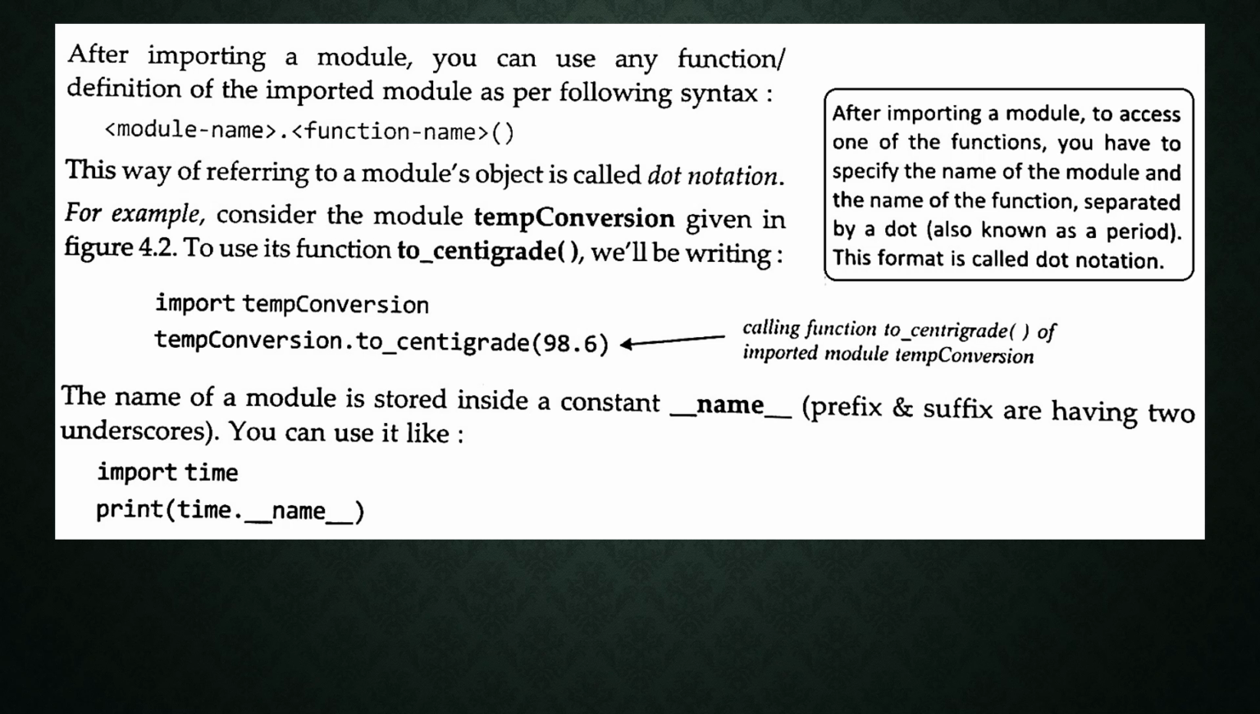See, one more important note is also given here. After importing a module, to access one of the functions, you have to specify the name of the module and the name of the function separated by a dot, also known as a period. This format is called dot notation. The dot is used to separate the module name and the function name.